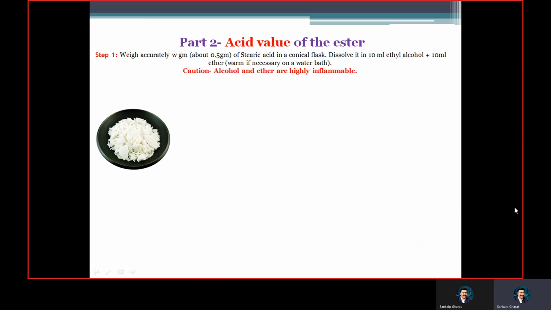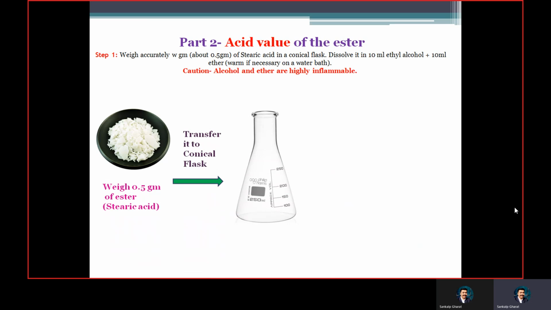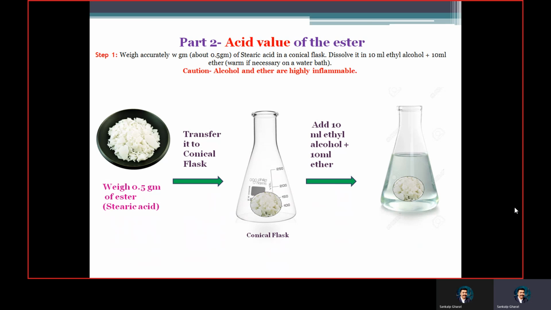So what is this step? You have to take 0.5 grams of ester. Over here we are taking stearic acid. So weigh 0.5 gram of stearic acid and transfer it to a conical flask. Then you have to add 10 ml of ethyl alcohol and 10 ml of ether. In the conical flask which contains stearic acid, we have added 10 ml of ethyl alcohol and 10 ml of ether, and you have to shake it till the stearic acid gets dissolved.